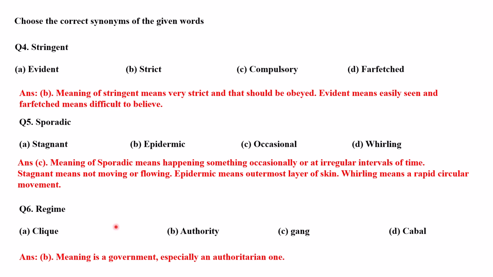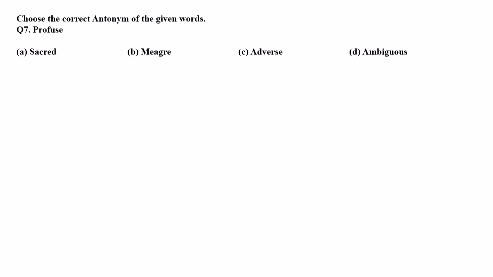Now moving to the next question. Next, choose the correct antonym of the given words. In the previous question we did synonyms. Synonyms means a similar word; for antonyms you have to find the opposite of that word. So question 7 is profuse. What is the opposite of profuse? You have to choose the correct option.